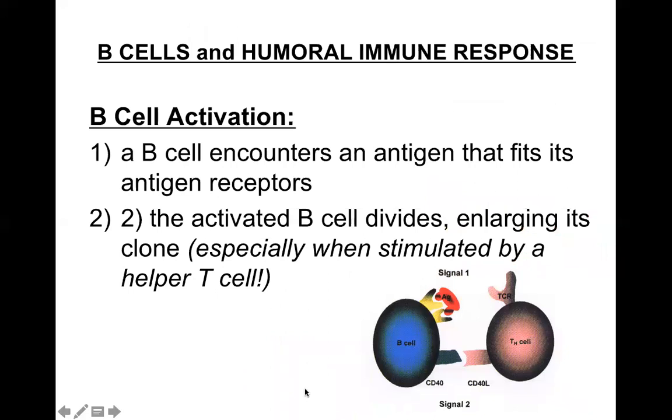Here we go in B cell activation. As the B cell encounters that antigen that fits its antigen receptor, here's that B cell talking to that helper T cell and reinforcing the activation of the right B cell. And this is the best pathway in order to get the strongest immune response.